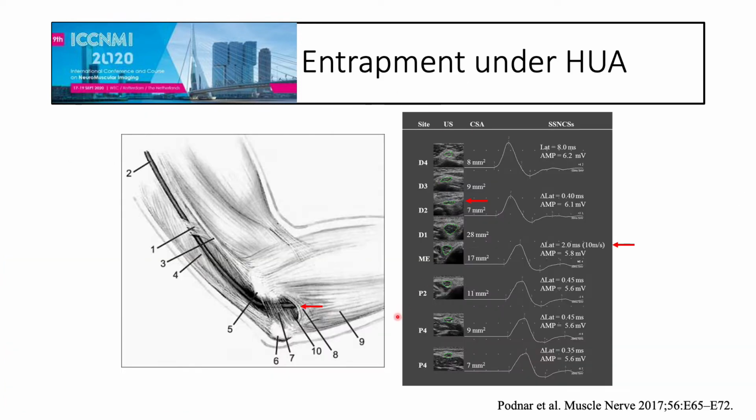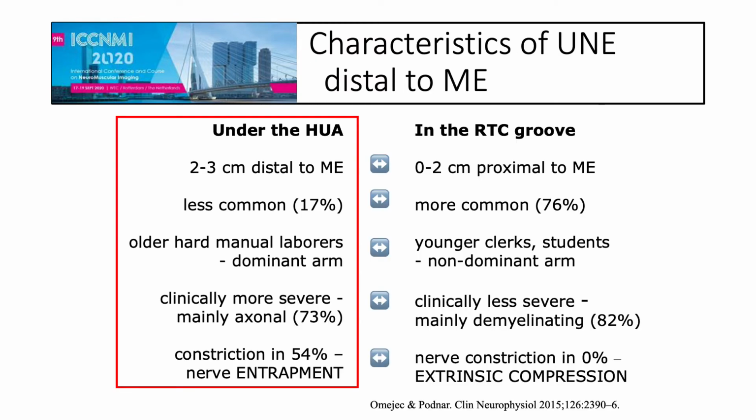With entrapment in this position, you can see that here we can have a very thin nerve and a thickening of the ulnar nerve proximal to this site. So this is 1 centimeter distal. The level of entrapment is about 2 centimeters distal to the medial epicondyle. And you can see at this position also that the conduction velocity in motor fibers is just about 10 meters per second. So let's talk about the characteristics of this distal lesion.